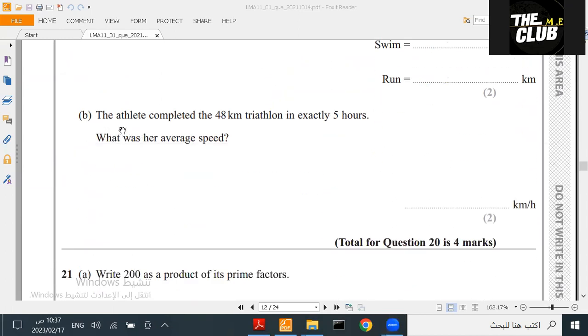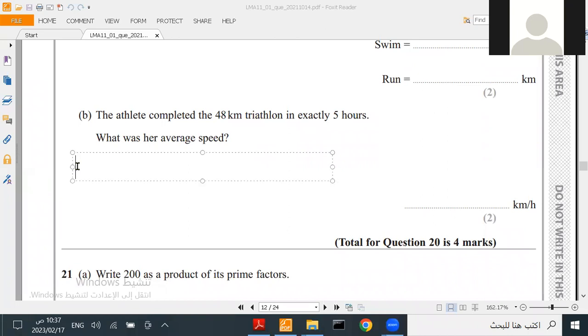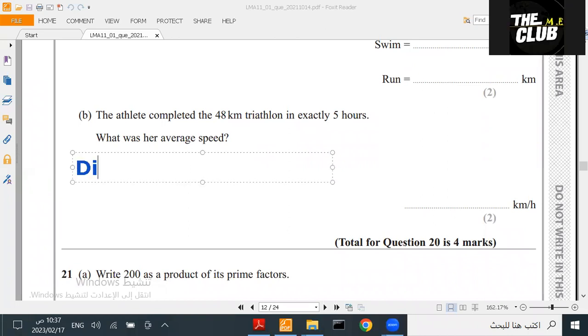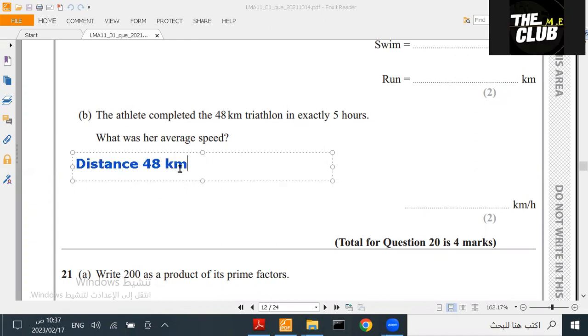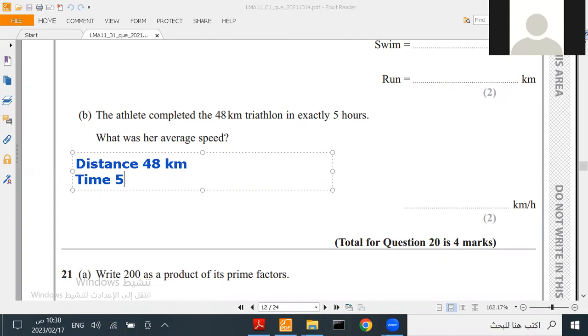Okay, B. The athlete completed the 48-kilometer triathlon in exactly 5 hours. What was her average speed? What was her average speed? So what did they give me here? Distance divided by time. They gave me the distance, which is 48 kilometers, and they gave me the time, which is 5 hours. What do they want? The speed.